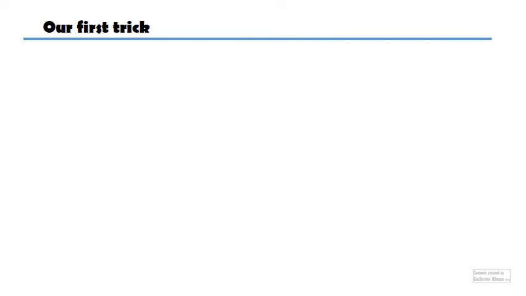Hello, welcome to our first trick, our first way of solving a differential equation. This is going to be about homogeneous differential equations. Quite a scary name, isn't it?